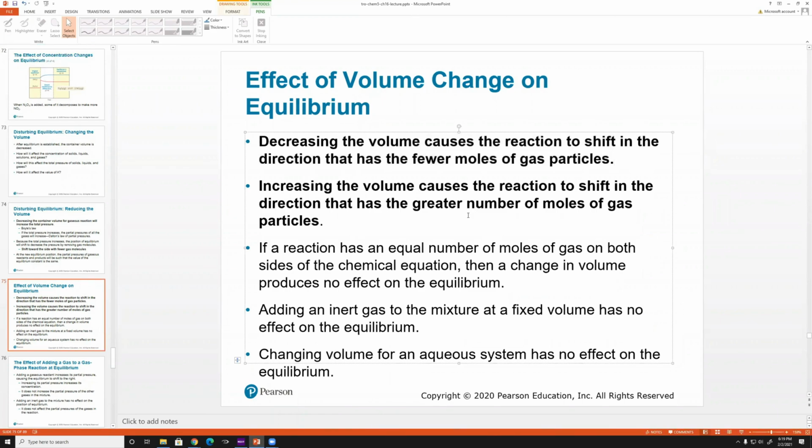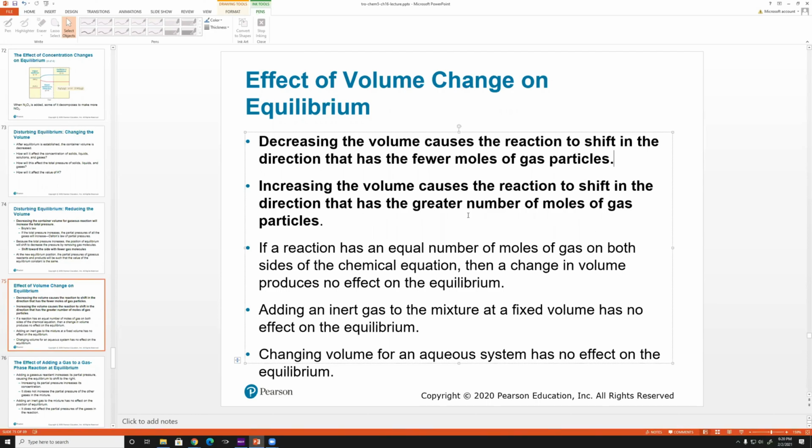If we do the opposite, increase the volume, this is going to decrease the pressure. If we decrease the pressure, in order to increase the pressure enough to get to the same pressure that equilibrium was restored at, the reaction will shift in the direction that has the larger number of gas moles. So think about it as an ideal gas situation. Decreasing the volume makes everything have a higher pressure. We want to relieve that pressure. So the reaction is going to go where you have fewer gas moles.